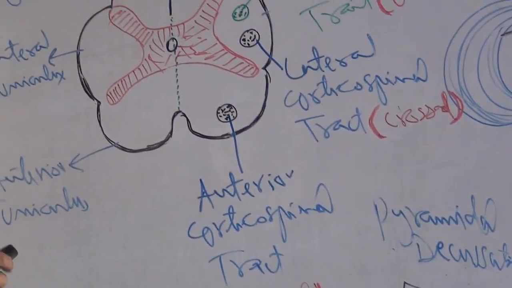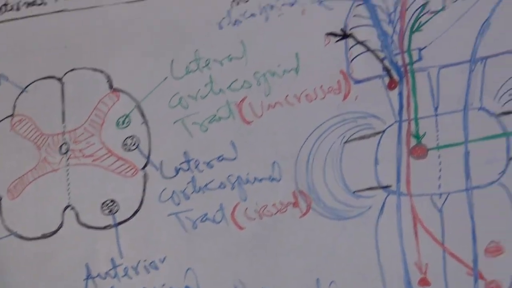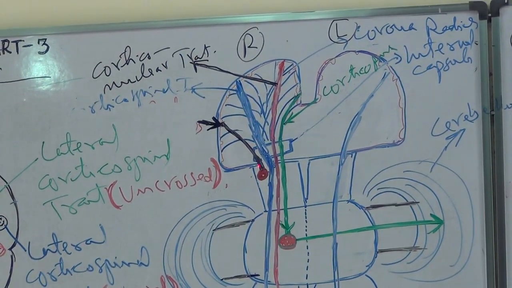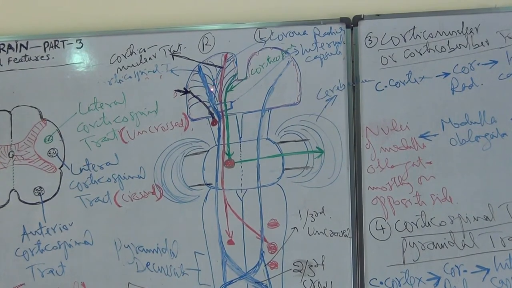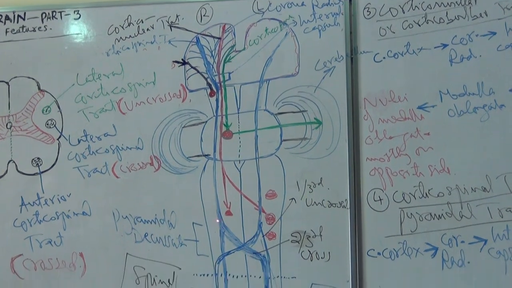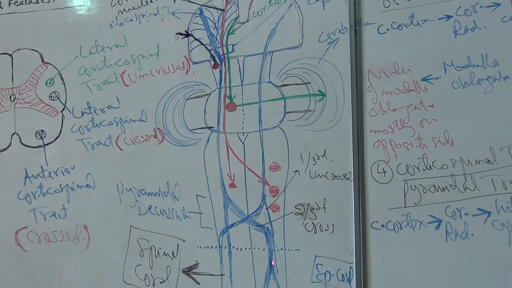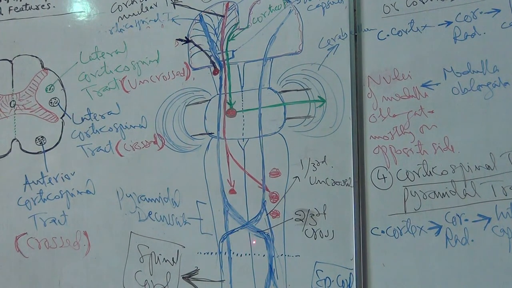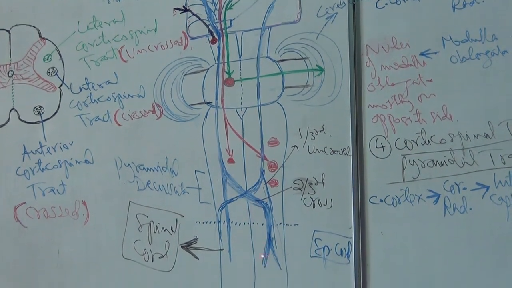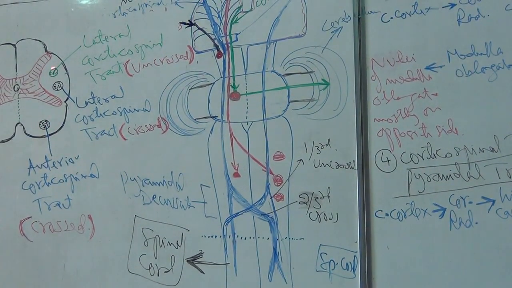So again, I will repeat, what about the corticospinal tracts or pyramidal tracts? They arise from the cerebral cortex, descend through the corona radiata, pass through the internal capsule, descend through the crus cerebri of the midbrain, continue to descend through the ventral or basilar part of the pons, and enter the medulla oblongata. In the medulla oblongata, two-thirds of these corticospinal tracts decussate, they cross to the opposite side, and one-third remain on the same side. From the medulla oblongata, these continue to descend through the funiculi of the spinal cord. Which funiculi? Anterior funiculus and lateral funiculus.